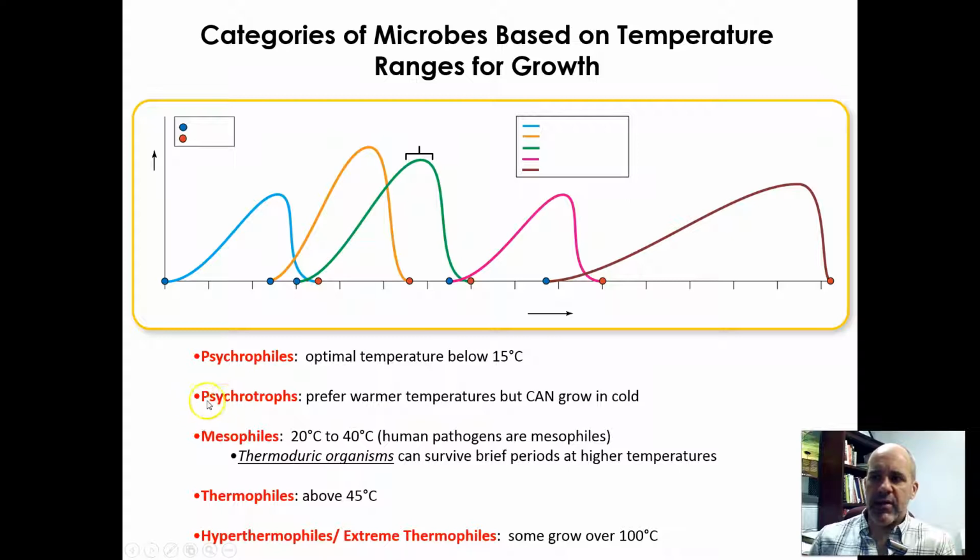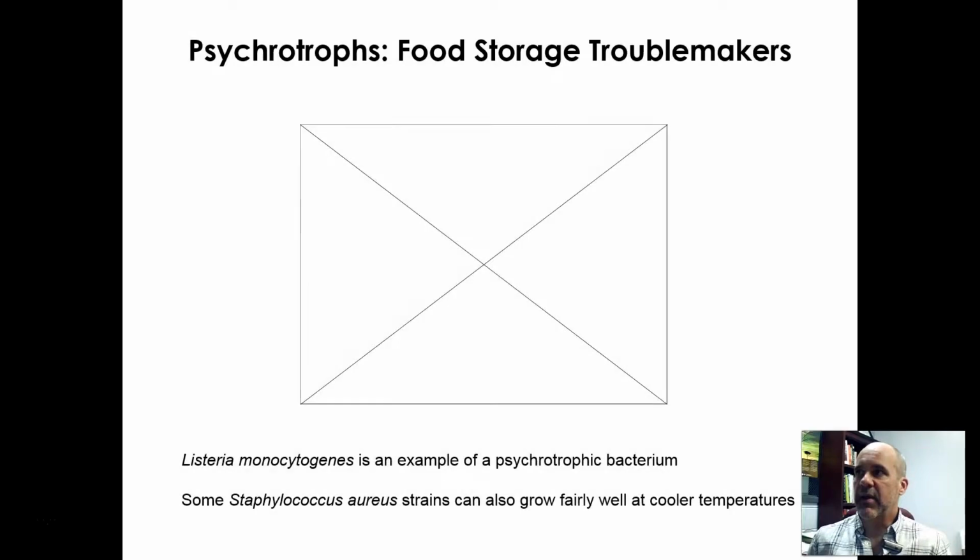A couple of other special categories I want to point out. Psychrotrophs. So psychrophiles, their optimal growth temperature is below 15 Celsius. Psychrotrophs are organisms that prefer warmer temperatures. They're probably mesophiles, but they can still grow pretty well in the cold. And then among your mesophiles, there are organisms that are called thermoduric. So even though they like middle temperatures, they're durable to higher temperatures, so they can withstand exposure to higher temperatures better than most mesophiles can.